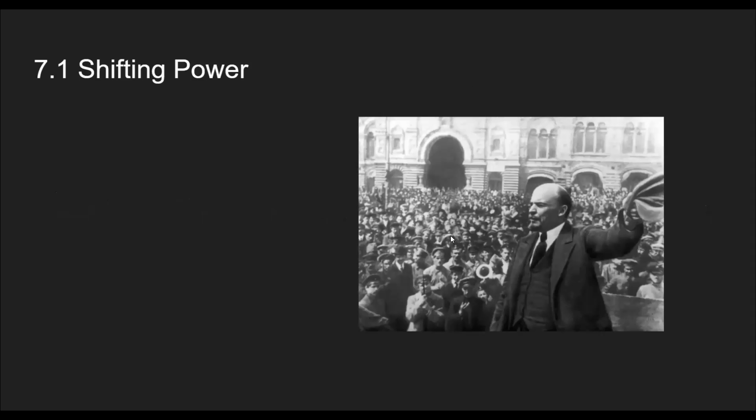Okay, so let's get started. 7.1 is basically shifting power. The time period for this unit is between the 1900s to around 1950, and the area we're covering right now is between 1900 and 1910. The three main revolutions that happened in this time are the Russian, Chinese, and the Mexican. So let's first get started with the Russian Revolution.